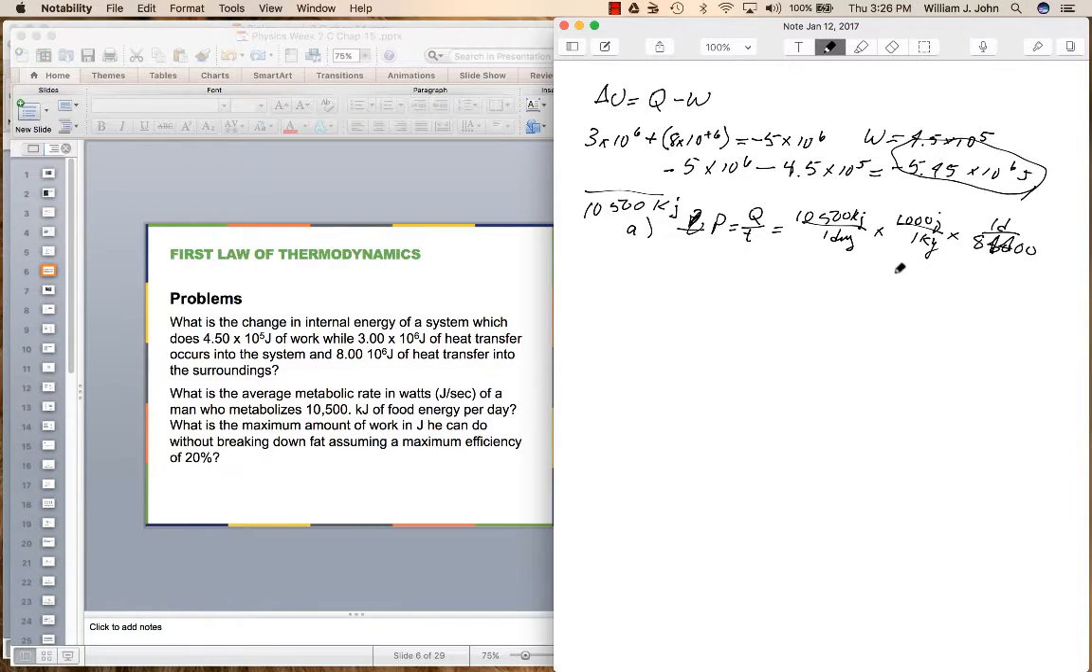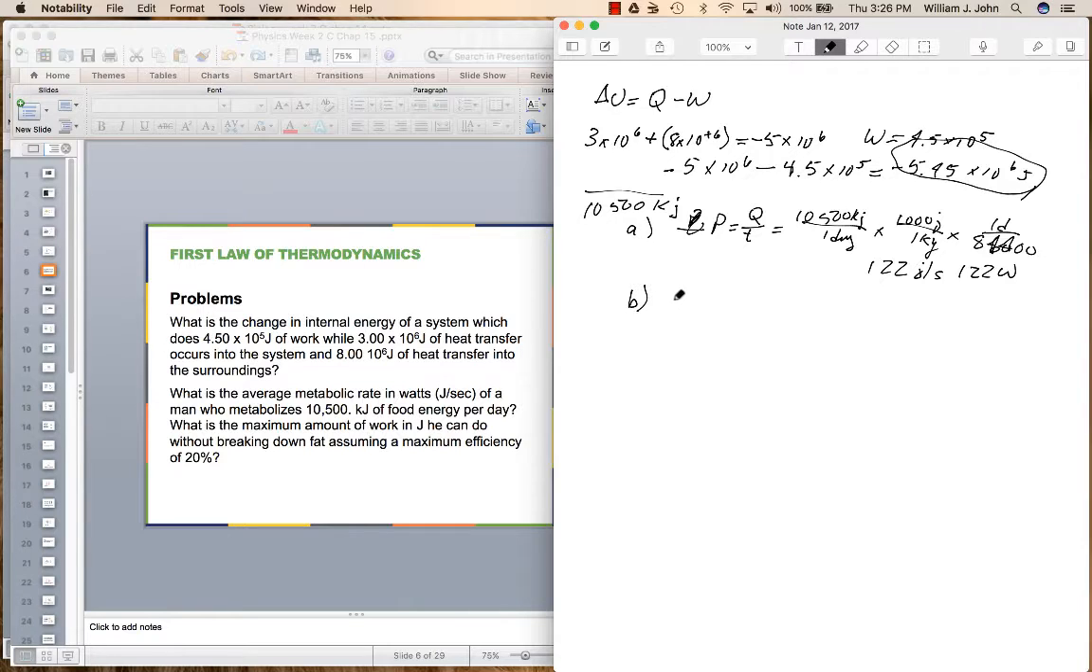And if we do the math here, we end up with 122 joules per second, or 122 watts. So that's the power, the average metabolic rate in terms of watts.